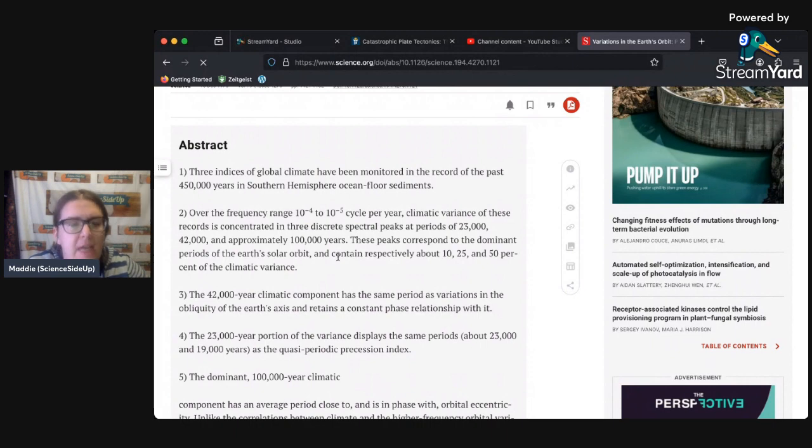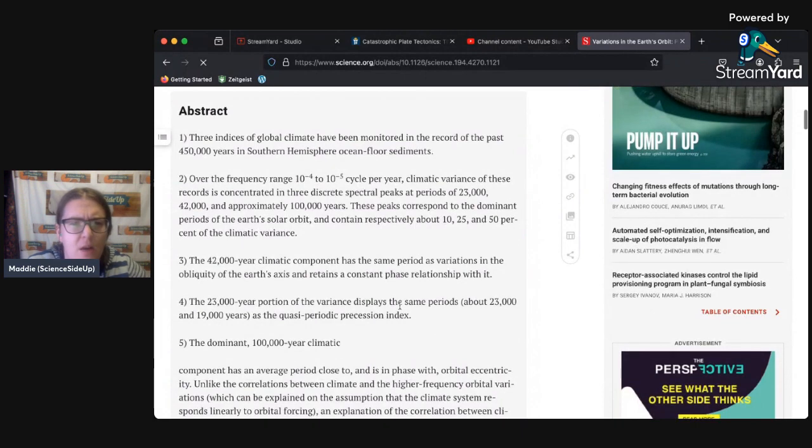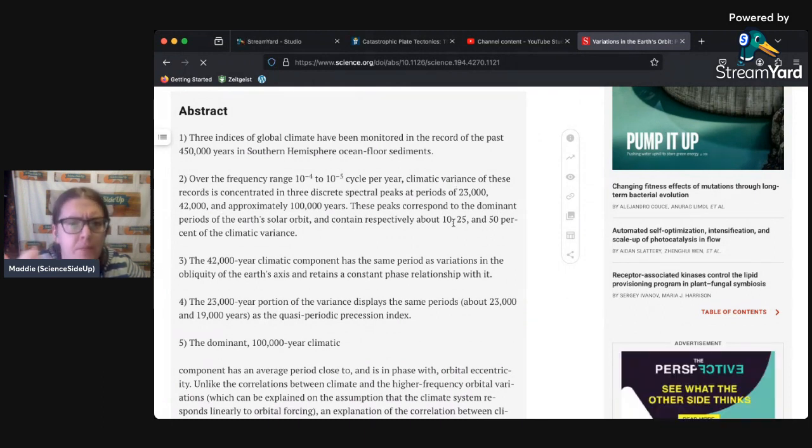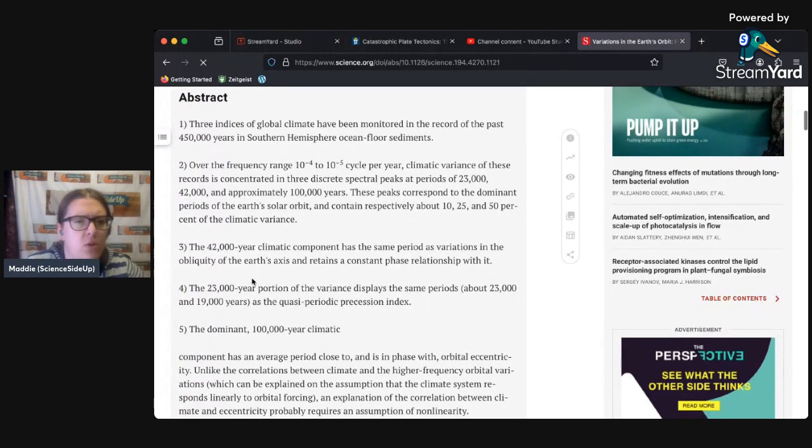These peaks, of course, yeah, so you would just do a power spectrum analysis. How do these change? And find these peaks, and then we can associate those peaks to dominant periods of Earth's solar orbit. Yeah, so cool.